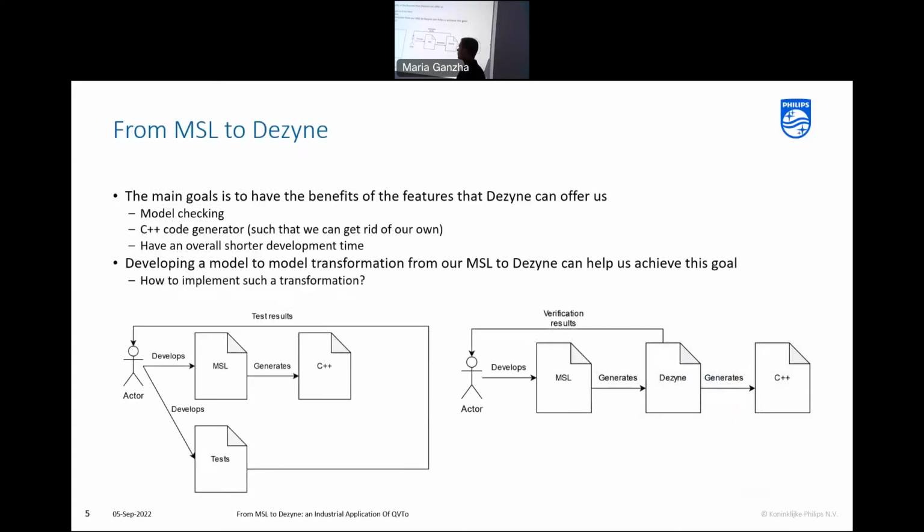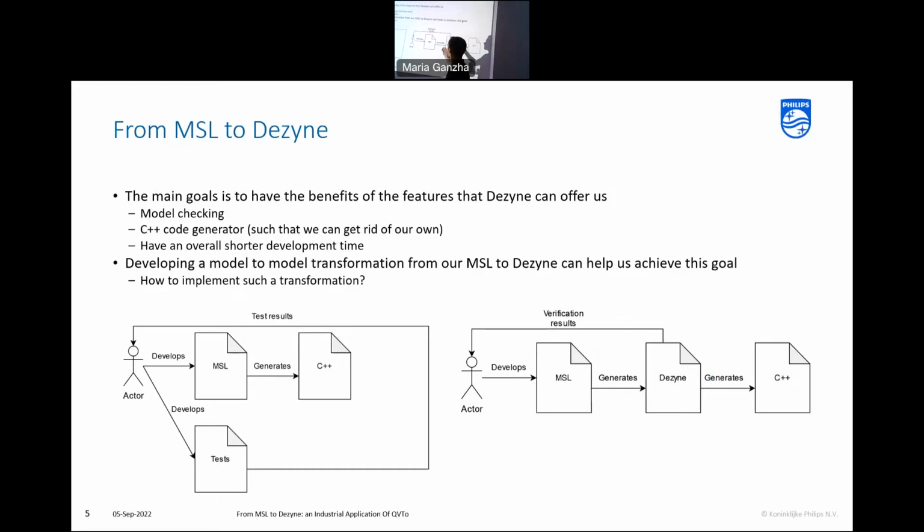So what is it that we actually want? As I mentioned on the left here, in our current situation, we have our MSL instance that is developed by our developers, which generates C++ code. Another thing a developer needs to do is develop tests for the MSL instance, and this can be quite a time-consuming process.